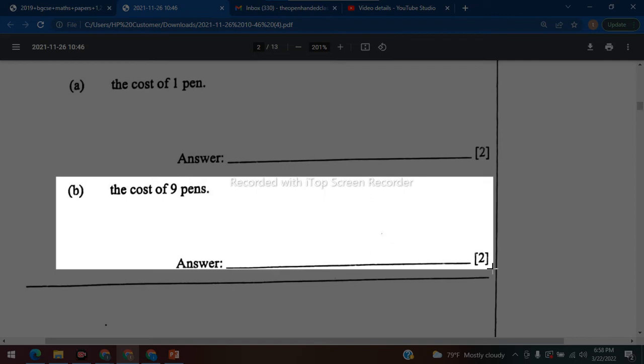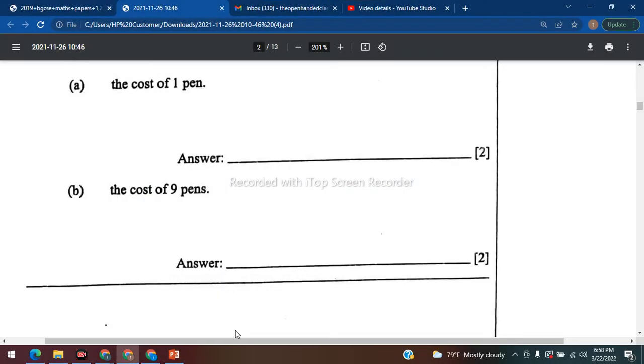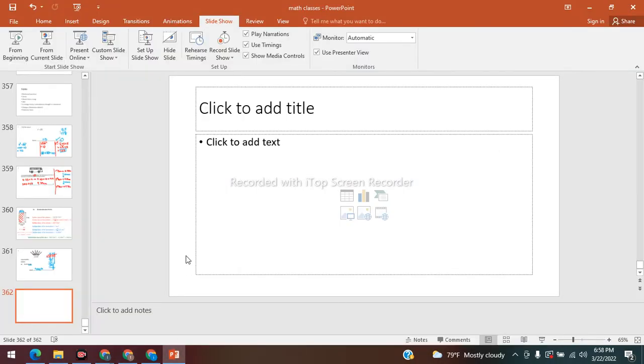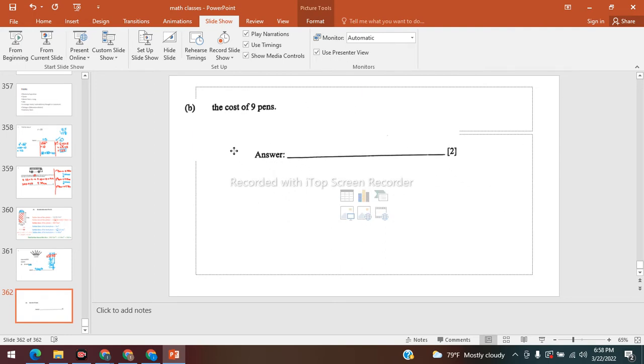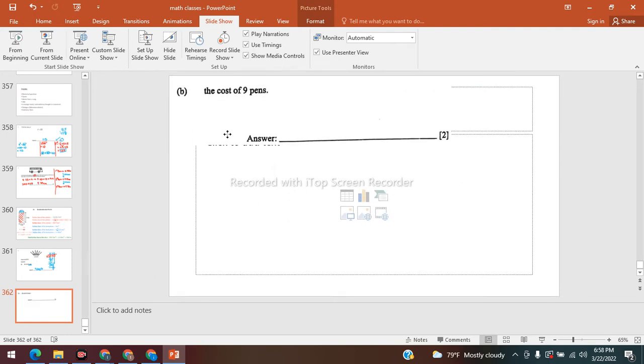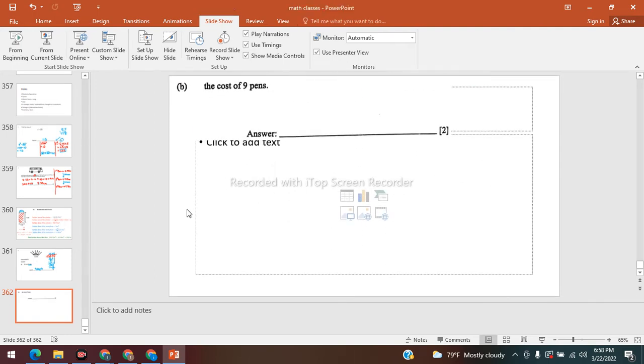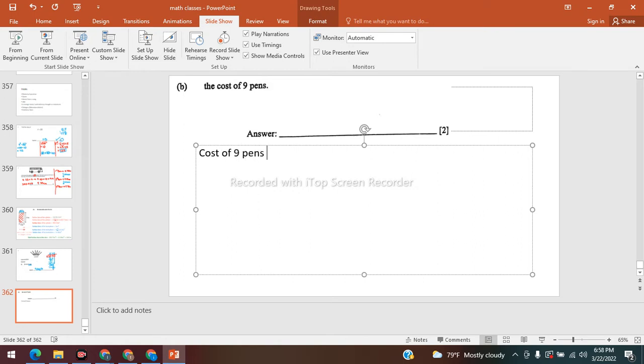Okay, so we want the cost of 9 pens. So how are we going to do that? The 1 pen cost was 40 cents. What is the cost of 9 pens? The 40 cents times 9. So 40 cents times 9. Right. So cost of 9 pens. Anyone got an answer yet?